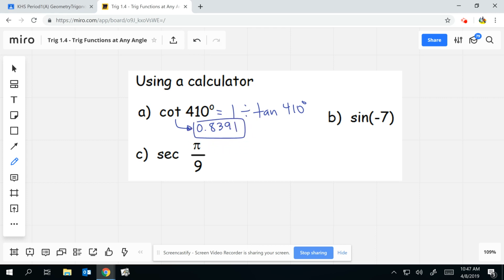Letter B, now you got to change your mode to radians. So you're going to slide it over to radians, hit equals, or if you're on your phone, just hit the radian button at the bottom left corner. You're going to need to put it in radians. Now, do you know what negative 7 radians looks like on the circle? Can you picture negative 7 radians? Think about negative 7 radians. Where would that be located?